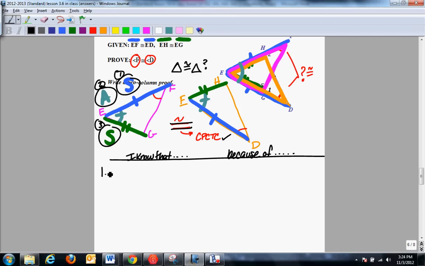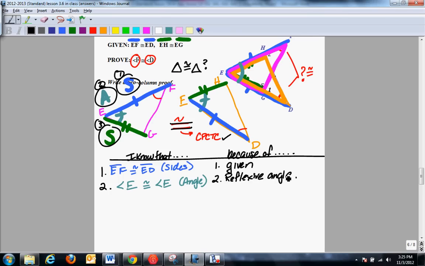So step 1, we're going to go for our first pair of sides, which was the blue ones, which is EF congruent to ED. And that'll give us a pair of sides. And the reason we know that is because it's in the given information. Okay, number 2. We have those congruent angles, and so that's going to be angle E is congruent to angle E. That gives us our angle. And the reason why we have that angle is the reflexive property. So there's our congruent sides, our congruent angles.